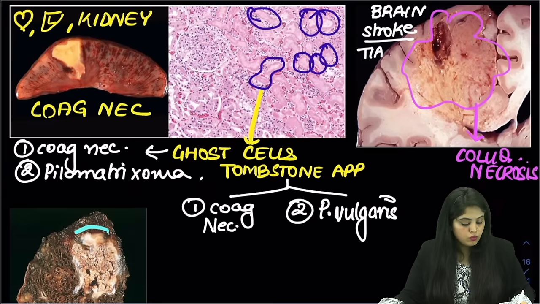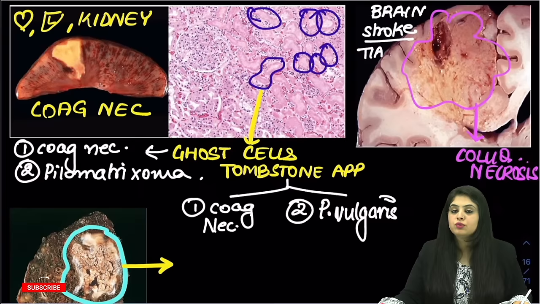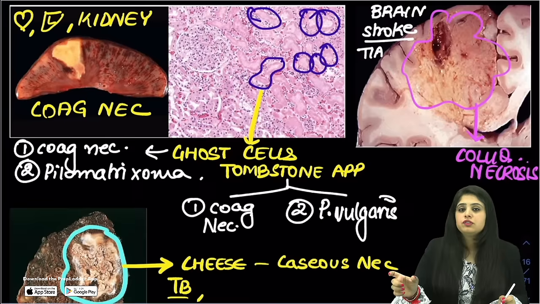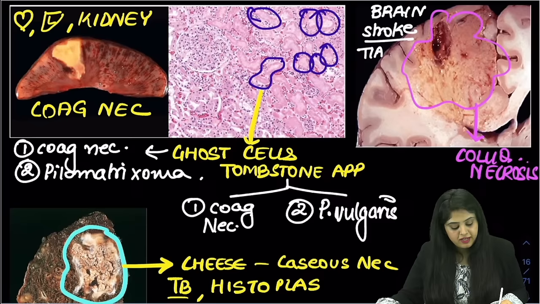The third one I don't want to ask you, because living in our country, I think even the common population knows that anything that looks like cheese is going to be caseous necrosis. And if you're talking about caseous necrosis, it's suspected to be a case of TB, but what other than TB? There's a fungus which is almost similar to TB. What is that fungus which can show you? Histoplasmosis. Everything about histoplasma is almost like TB.